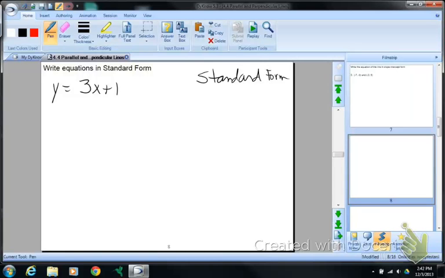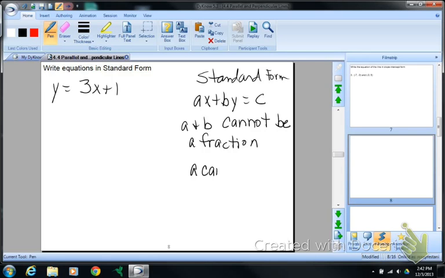Standard form is ax plus by is equal to c. Where remember, a is the coefficient of x, b is the coefficient of y, and a and b cannot be a fraction, and a cannot be negative.